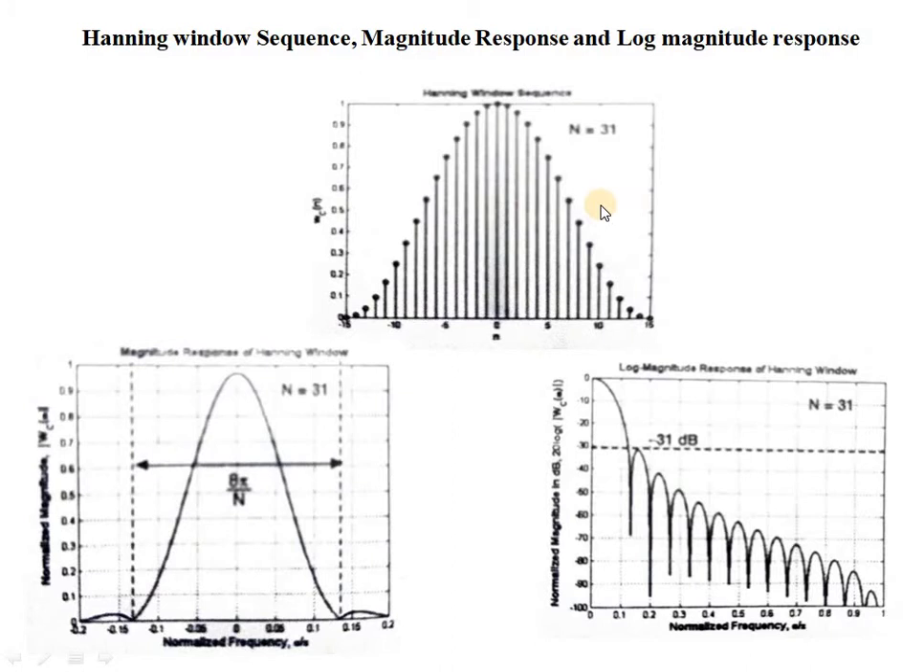And whenever we compare the magnitude and the log magnitude responses, in the log magnitude response of the Hanning window, we observe that the magnitude of the first side lobe level is minus 31 dB. It is an improvement of 6 dB when we compare with the triangular window that we discussed last. Compared to the triangular window, the main lobe width is the same, but the magnitude of the side lobe is reduced, and hence the Hanning window is comparatively preferred over the triangular window.